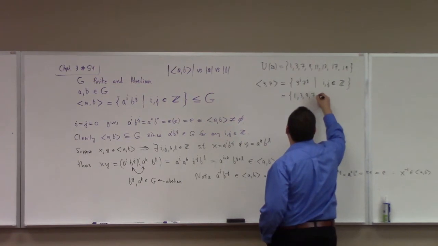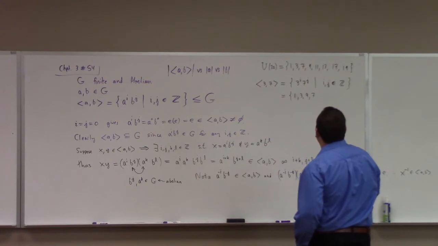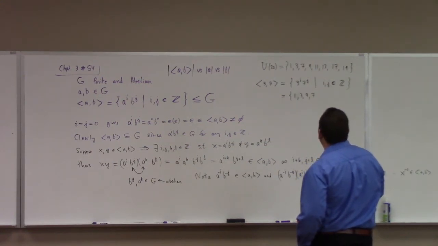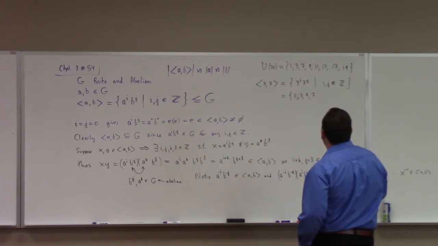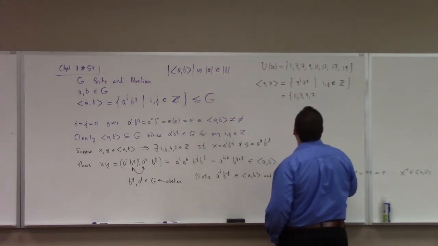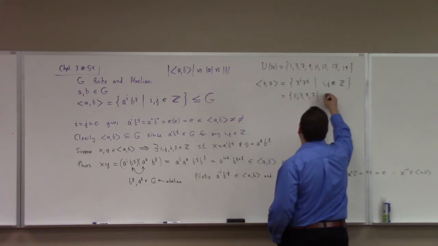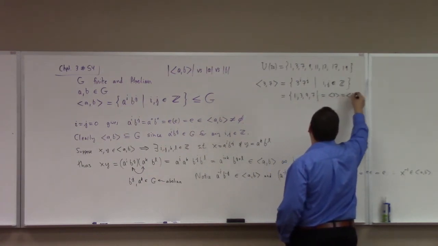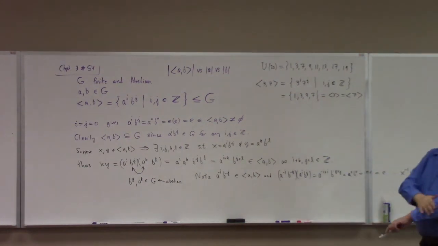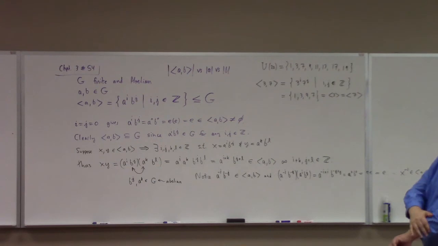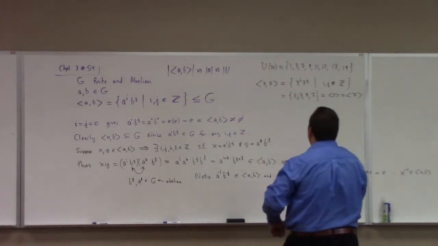Ooh. Okay. Then, what's 27 times 3, 21, which is 1. Oh, we're back again. So this is kind of funny. This is actually also equal to this, right? Either 3 or 7 generate the same subgroup of U20. I chose poorly.